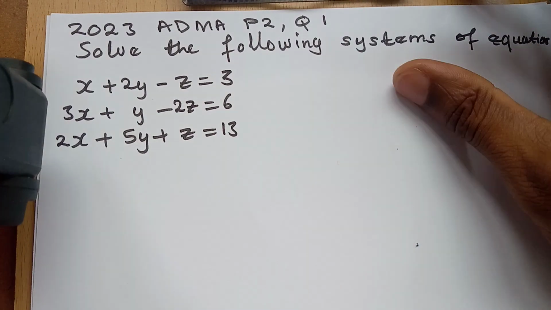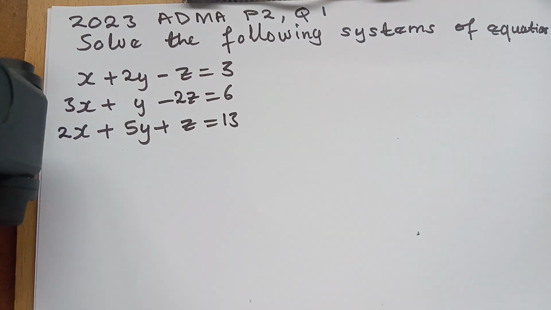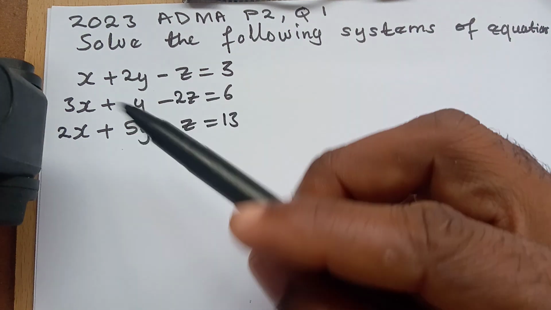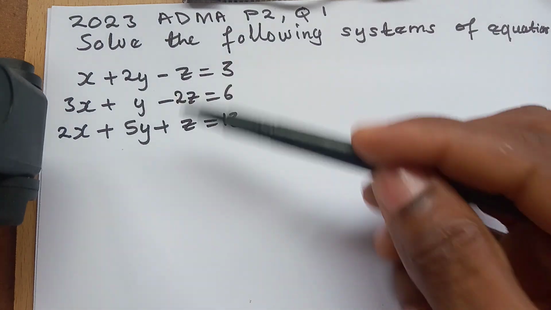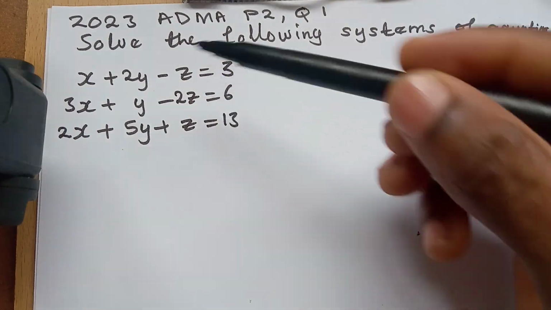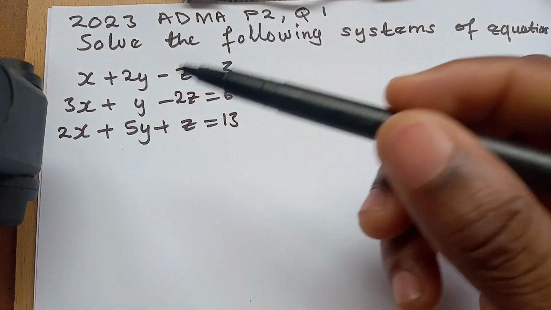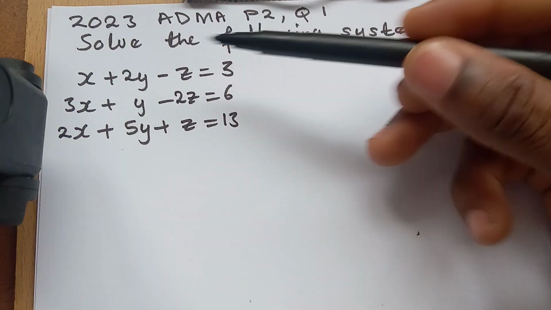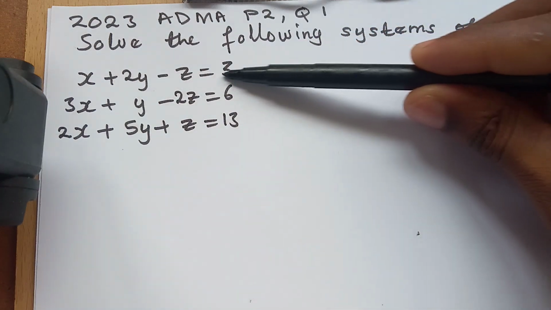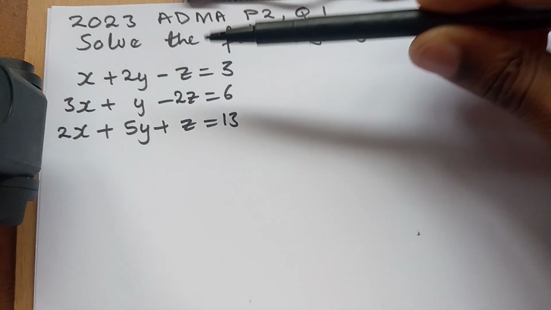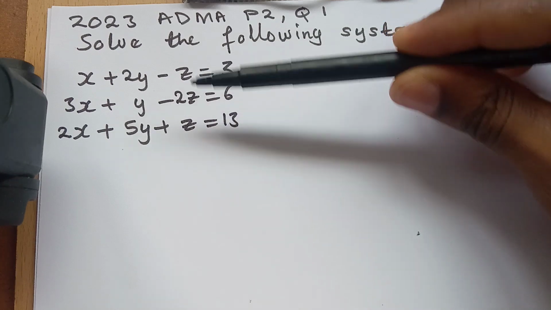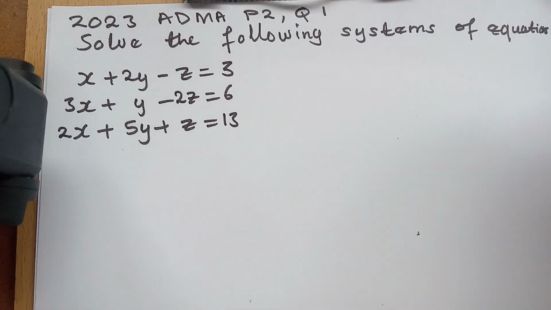To use the substitution method, you can make any of these letters the subject of the formula in any of the three equations and then substitute in the other two. So if I choose to make x the subject of the formula in the first equation, then I'll substitute the x in the other two equations and solve for y and z, and then come back to x. So let me just show you what I mean.